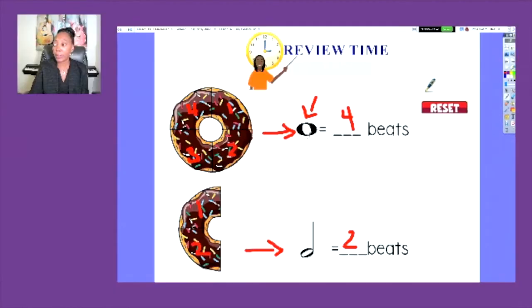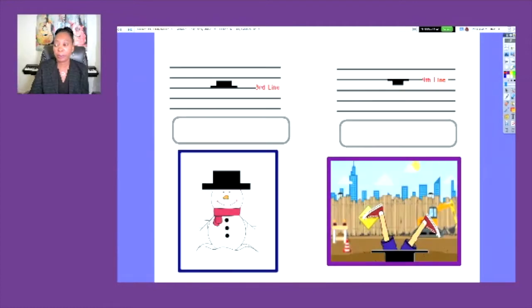So here's our whole note. A whole note gets 4 beats. Here's our half note, and a half note gets 2 beats. And how does a half note sound? Ta. Good job. All right. Now we're going to move along.